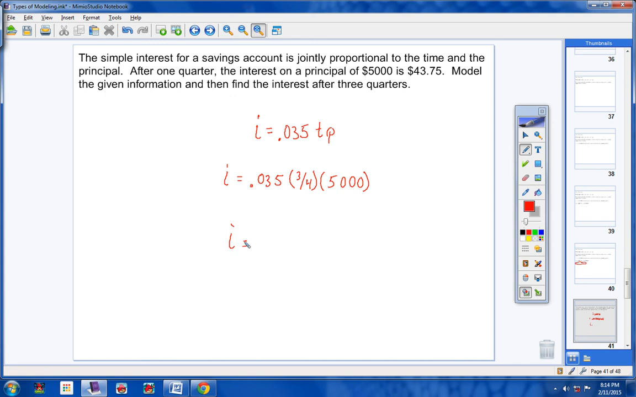You simply take your calculator and multiply 0.035 times 3/4 times 5,000, and you will get $131.25. That is your interest that you gained. That's the extra money that you have, okay? So there we go, guys. Really, really not too difficult, okay? Alright, hopefully this has made sense so far.